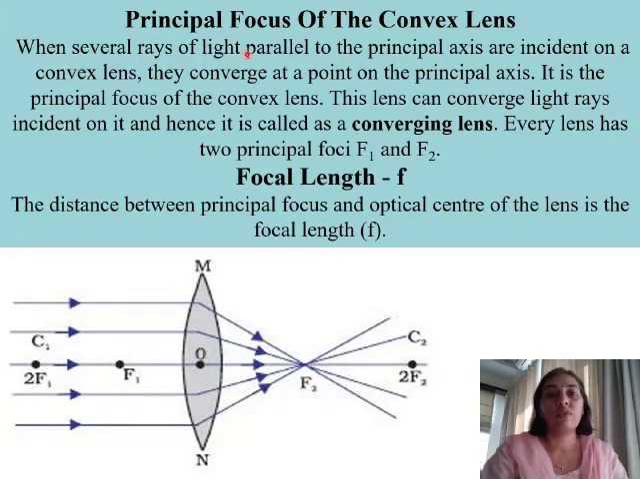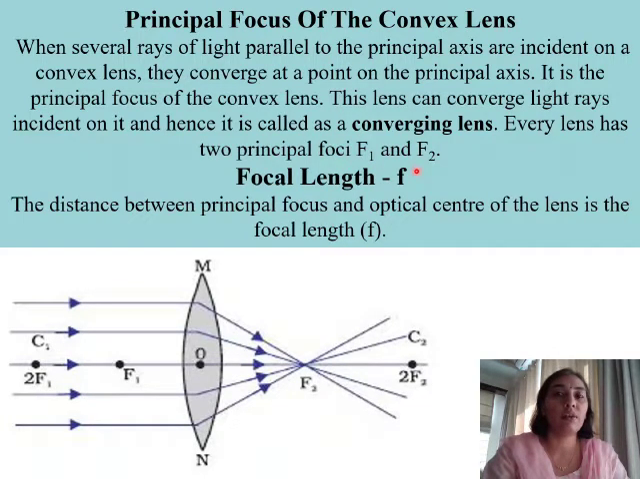When several rays of light parallel to the principal axis are incident on a convex lens, they converge at a point on the principal axis. It is the principal focus of the convex lens. The lens can converge light rays incident on it, and hence it is called converging lens. Every lens has two principal foci, f1 and f2.